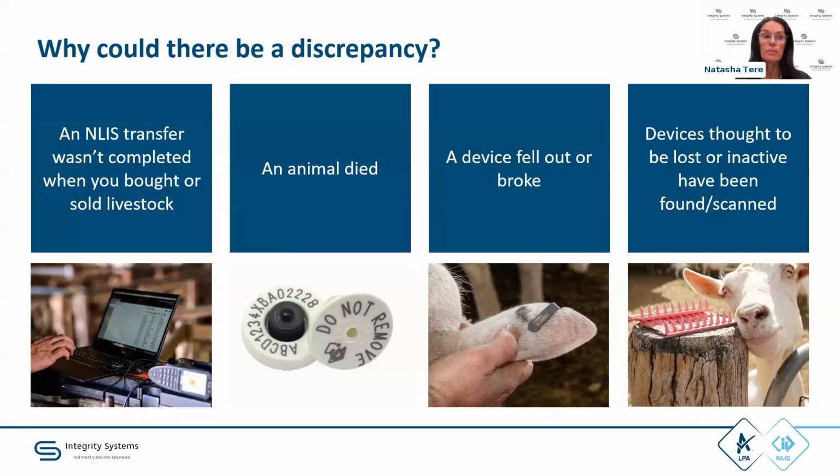So why could there be a discrepancy? There's potential an NLIS transfer wasn't completed when you bought or sold livestock. An animal has died on the property. A device has fallen out or it got broken. And devices thought to be lost or inactive have actually been found later on in the supply chain, and they have been scanned as well. So that may bring them back to life.